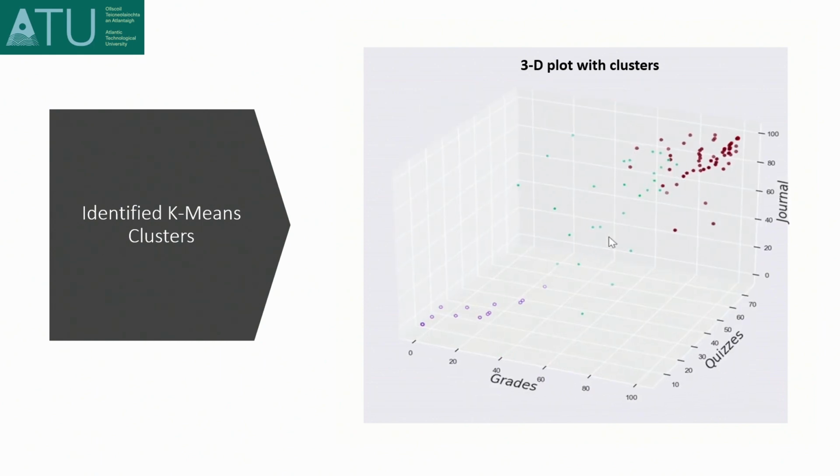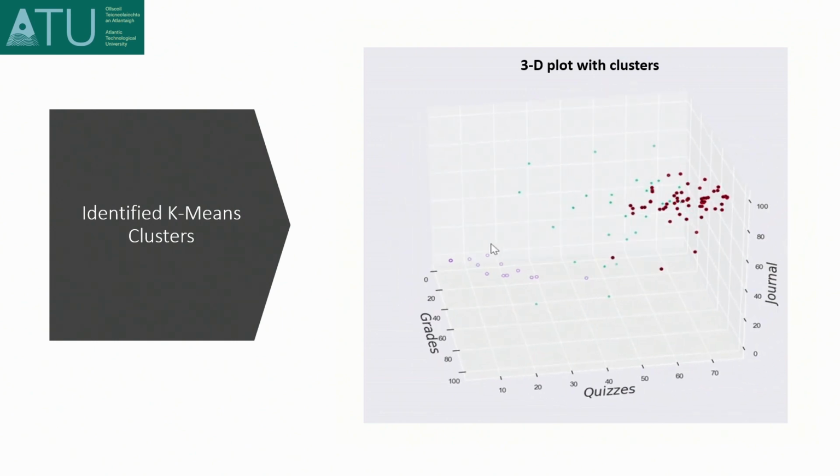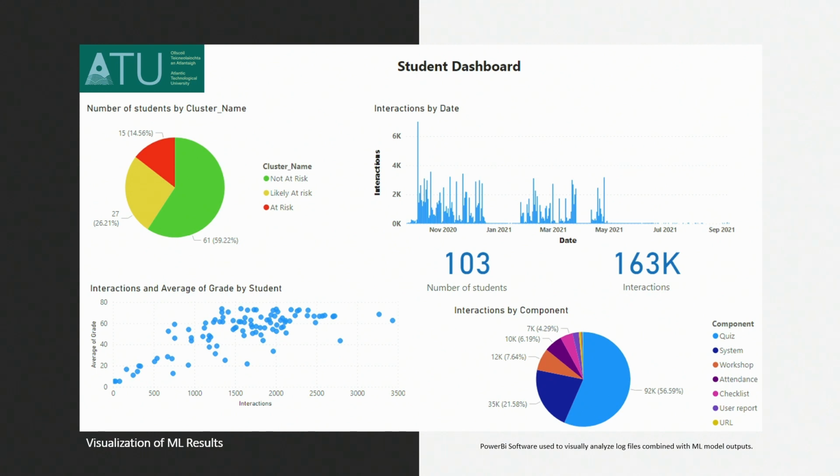So these are the kinds of patterns that machine learning technology helps us to identify from the data which we have from Moodle. This is what the current dashboard looks like right now. We are able to see at a glance the students who are not at risk, the students who are likely to be at risk, and the ones that are flagged as being at risk based on the predictive capacity of the machine learning model that we have.